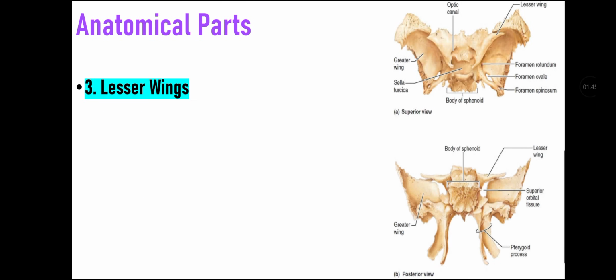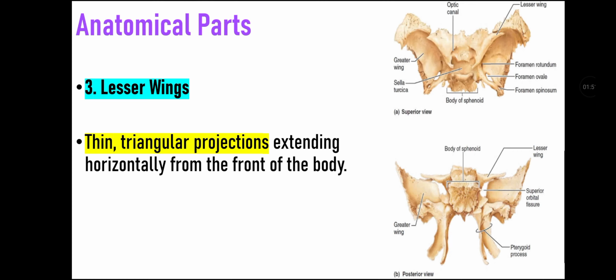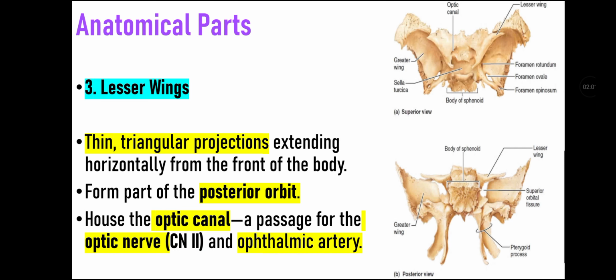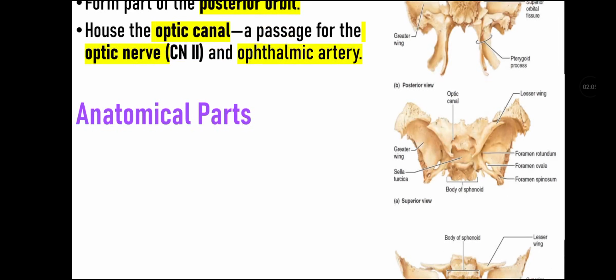Next part of sphenoid bone is lesser wing of sphenoid bone. As you can see here in the diagram, the lesser wings are visible. They are thin triangular projections extending horizontally from the front of the body. As you can see in the diagram number 1, they form part of posterior orbit and they house the optic canal, that is a passage for optic nerve and ophthalmic artery.